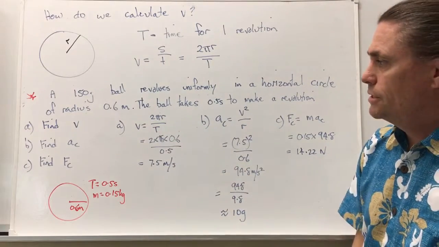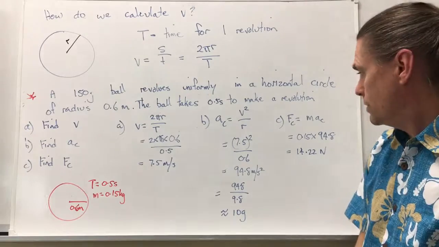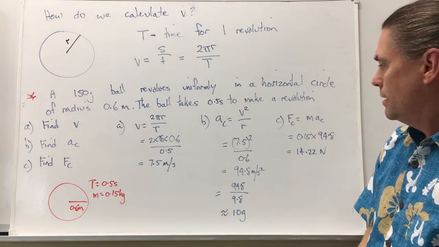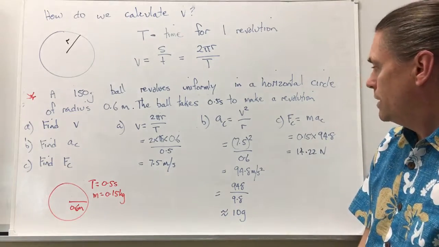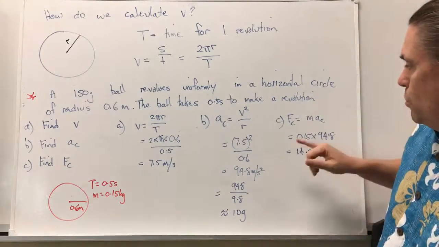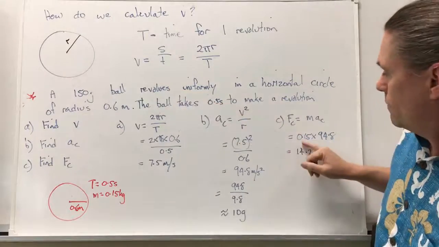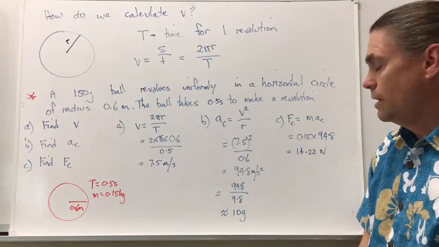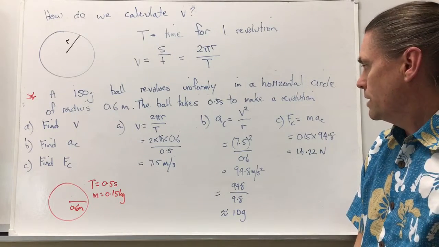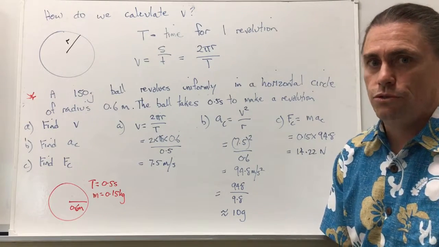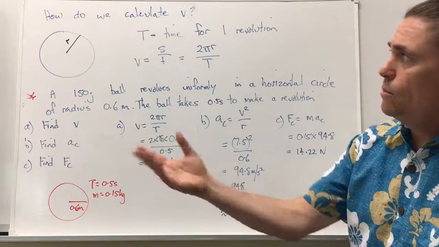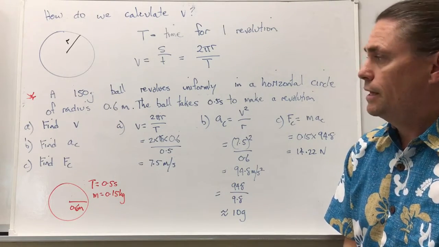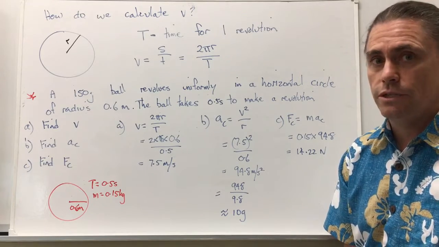Our third part of the question is asking us for the centripetal force. So we're going to substitute into our F equals ma equation. So we've got 0.15 kilograms, 150 grams, times our centripetal acceleration, which gives us a final value for our centripetal force of 14.22 newtons. So that's how we use our centripetal acceleration equations to calculate centripetal acceleration or centripetal force.